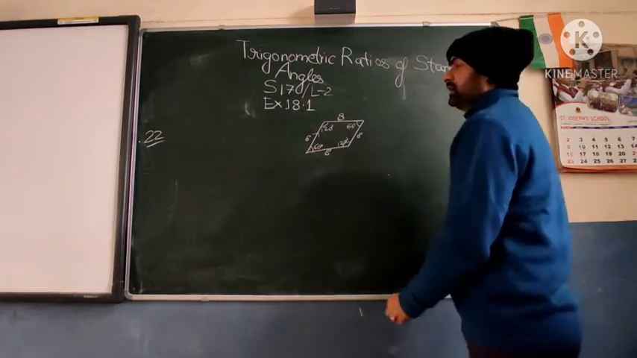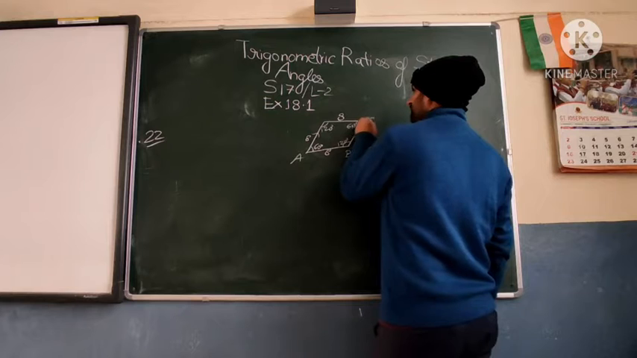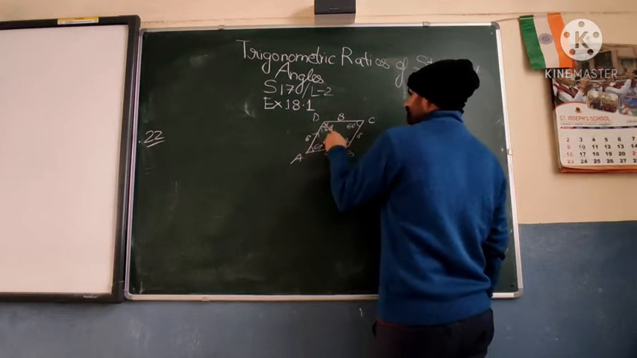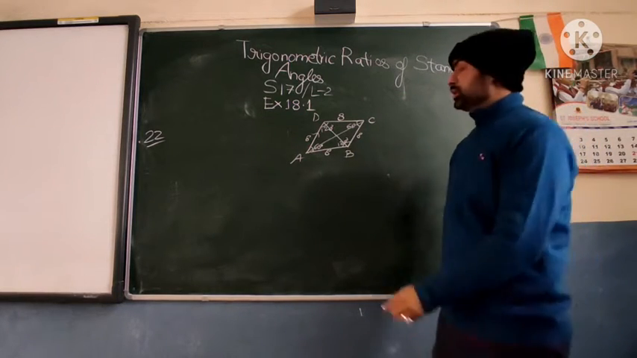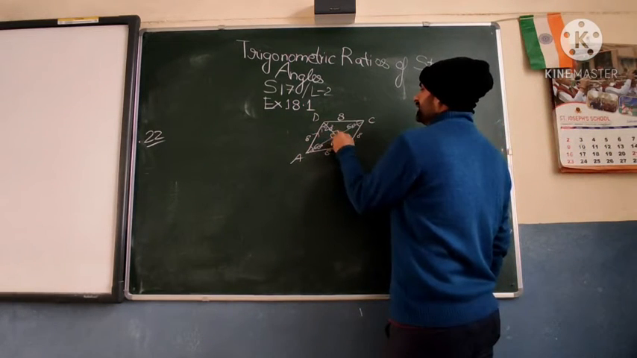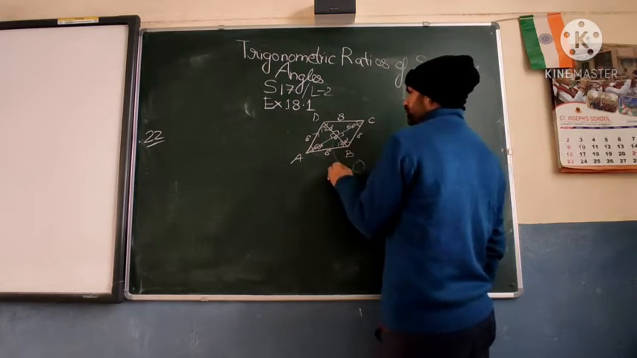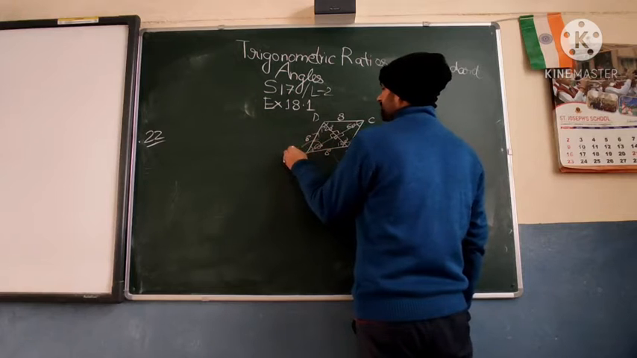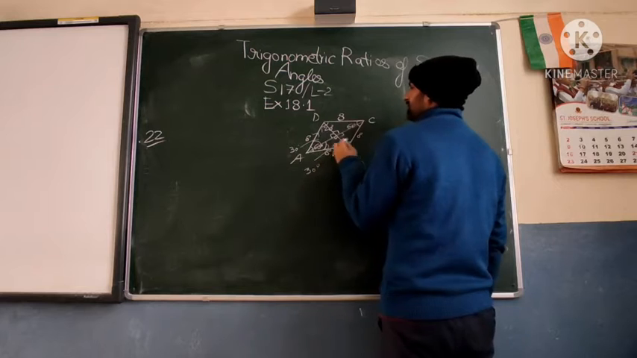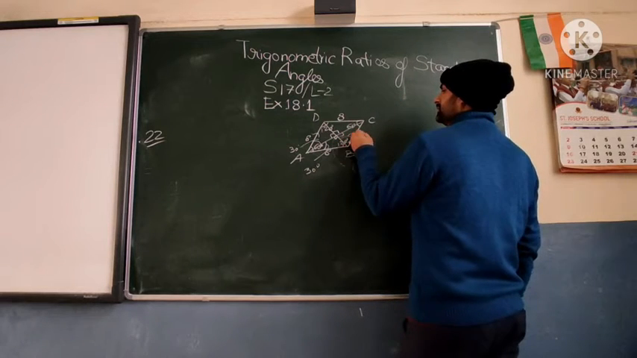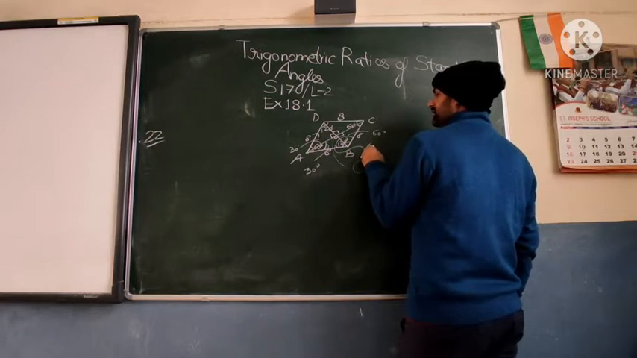Got this? Now let us draw the diagonals. Let's name the rhombus A, B, C and D. Since these diagonals will be intersecting at 90 degree, let's call this point O. So this much angle will be how much? 30 degree. This angle will be how much? 30 degree. Simultaneously this will be 60, and this also will be 60 degree.